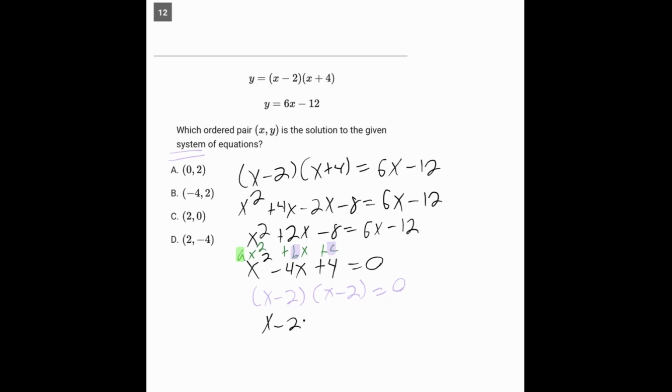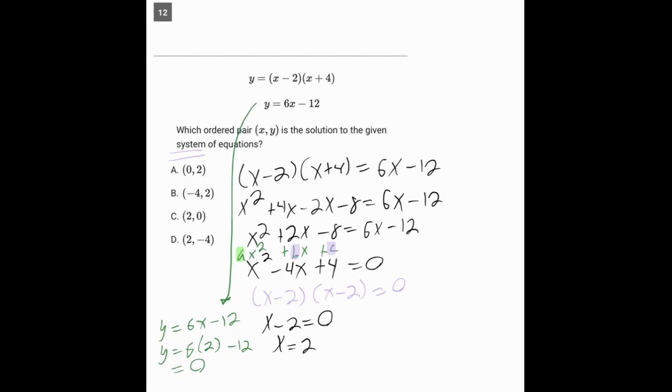So of course, it's the same thing twice. So if x minus 2 equals 0, then x is 2. So we found the actual ordered pair that would do this. Well, at least part of it, we found the x value. Now we can just plug in to find the corresponding y value. Well, if y is 6x minus 12, then that's 6 times 2 minus 12, 12 minus 12, and that's 0.